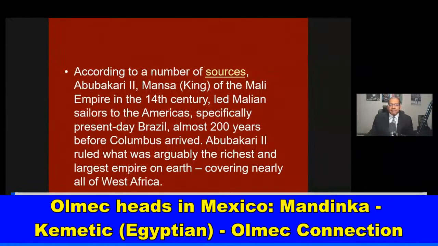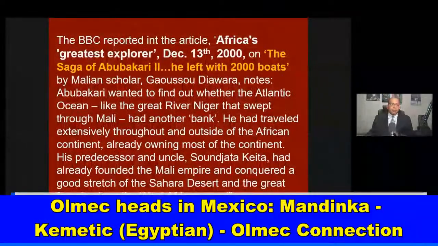Abu Bakr II ruled what was arguably the richest and largest empire on earth, covering nearly all of West Africa. The BBC reported in the article Africa's Great Explorer, which came out December 13th, 2000, on the saga of Abu Bakr II. He left with 2,000 boats, by Malian scholar Gaoussou Diawara.